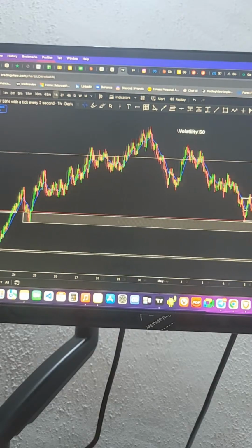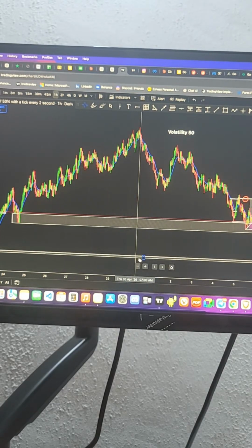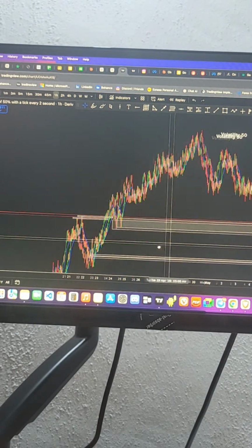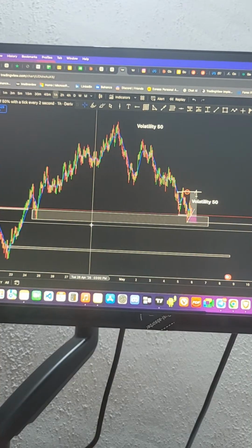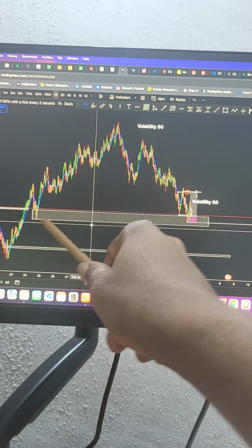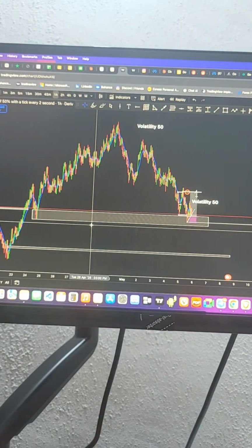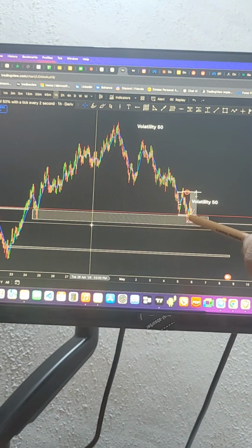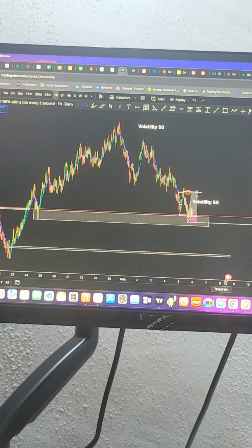So this is why I got involved in this buy around this zone you are seeing here on volatility 50 index. So you can see that this zone is a very strong key zone. When price got to that zone, I already marked that zone out and I posted it on the free community. So let me show you that.